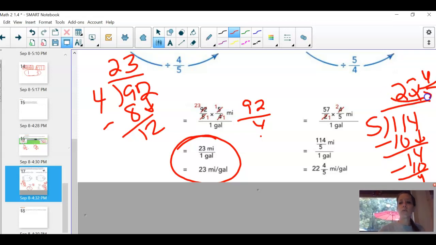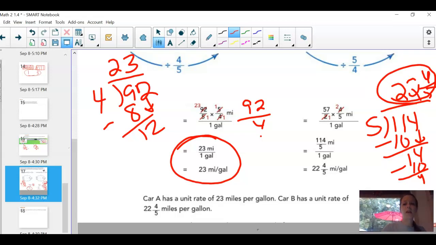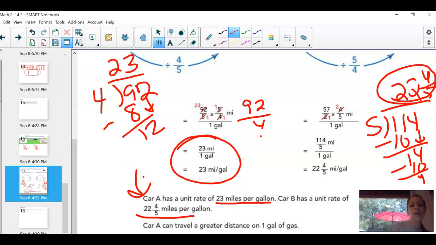So then I see 22 and 4/5 is less than 23 miles per gallon. Therefore, car B is getting worse gas mileage, because here I'm getting 23 miles per gallon, but car B is only getting 22 and 4/5. So car A is getting better gas mileage. It's going further on a tank of gas. So if I can go 10 miles per gallon versus 5 miles per gallon, 10 miles is a better car.